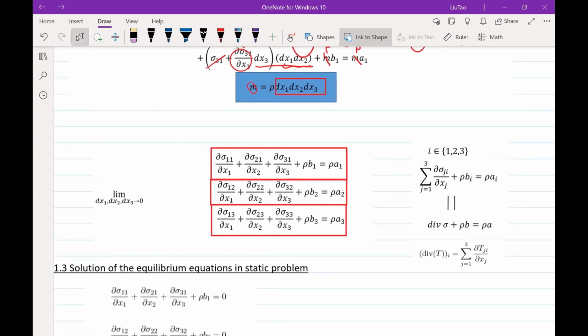We can also write these three equations in a more condensed form. So if we let i be equal to 1, 2, 3, then we can express every single equation as a summation from j equal to 1 to 3 of partial sigma ji over partial xj plus rho bi is equal to rho ai. If we introduce a divergence operator, we can also express the above equations in this form. So they are the same thing, but used a different notation.